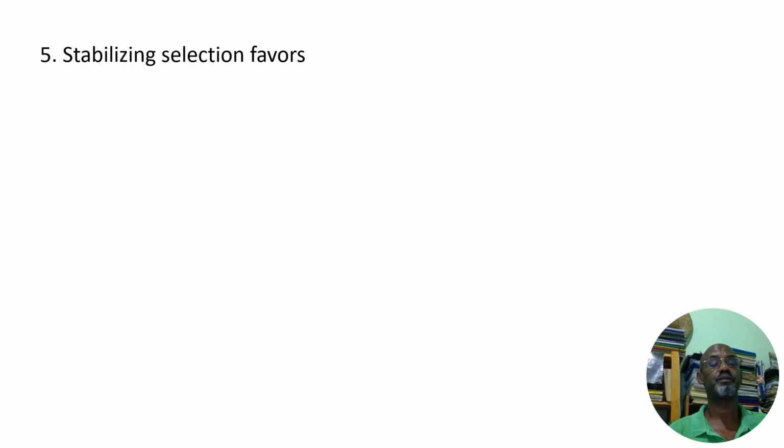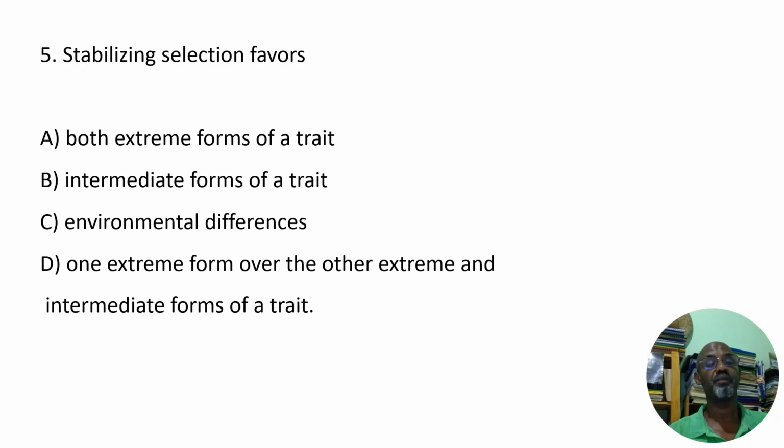Question 5. Stabilizing selection favors A. Both extreme forms of a trait. B. Intermediate forms of a trait. C. Environmental differences. D. One extreme from the other. The answer is stabilizing selection favors the intermediate, the average population with the average trait, of course.